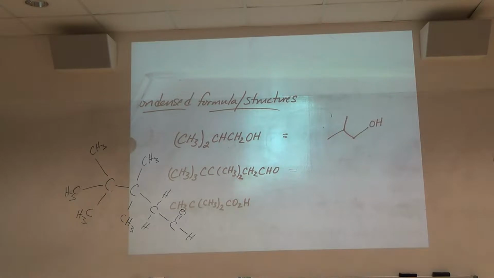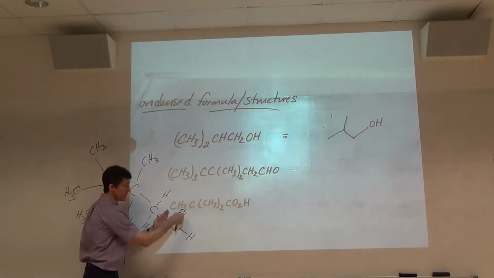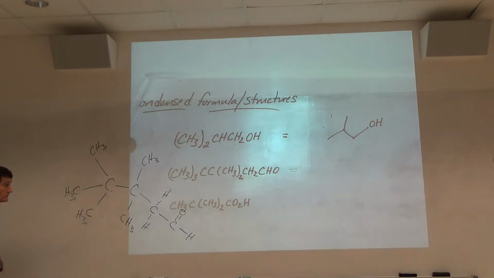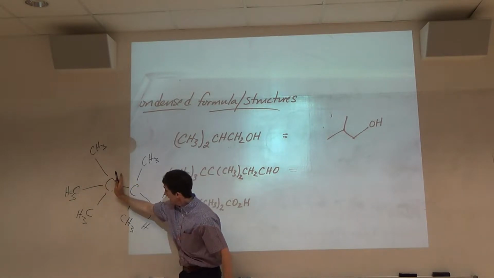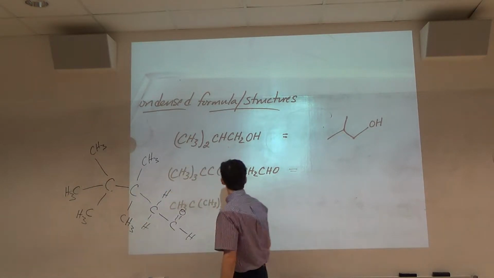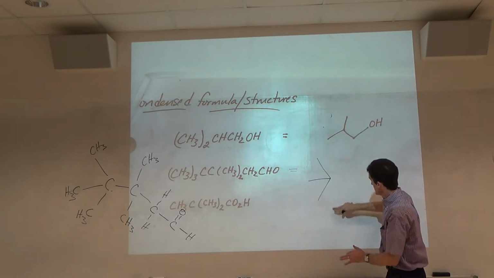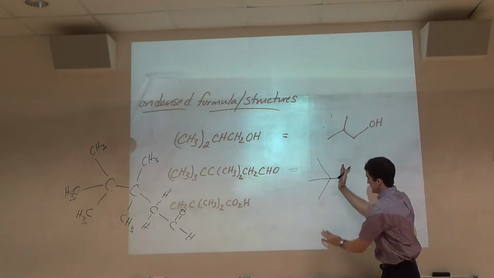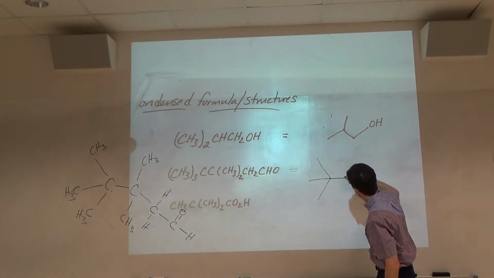The CHO is your aldehyde group condensed, okay? That's an aldehyde, right? That's a CHO, it's condensed like that. If we draw the line bond structure, we have a carbon with three methyls. That's like a tert-butyl group. That's a carbon with three methyls connected to something. See, that's a tert-butyl, but it's connected to a carbon. And that carbon is connected to two methyls.